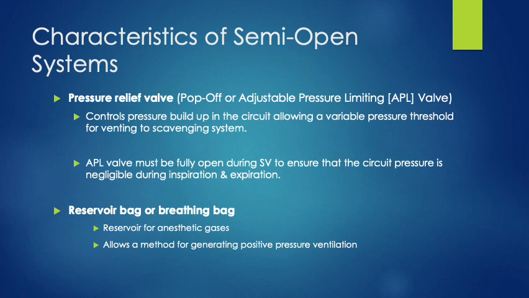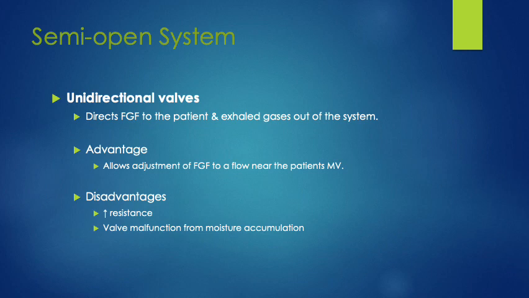Another component of a semi-open system is a reservoir bag or breathing bag, and this is a reservoir for anesthetic gases and allows a method for generating positive pressure. Additionally, there are unidirectional valves included in the semi-open system. This directs fresh gas flow to the patient and exhaled gases out of the system. The advantage is that it allows for fresh gas flow to be near the patient's minute ventilation, but the disadvantages are that this can increase resistance and the valve can malfunction if moisture accumulates.